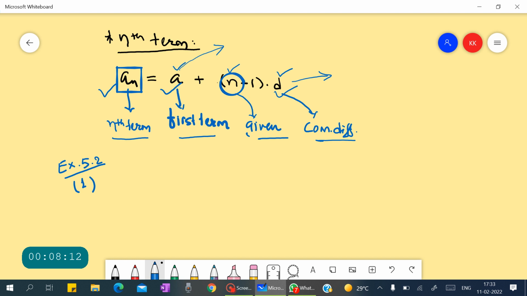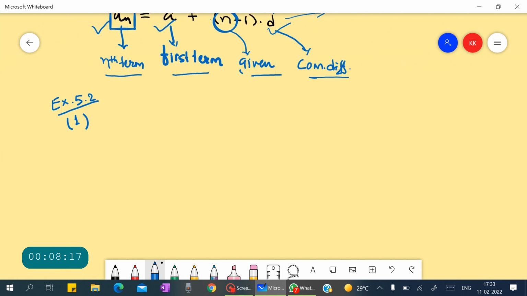What is given here? Suppose in one of the questions, a is given 7, d is given 3, the number of terms n is 8, and an is to be obtained. Very simple question. So an equals a plus n minus 1 into d.